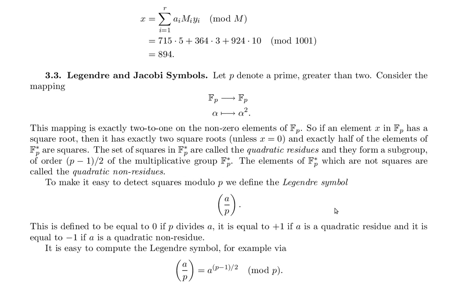Legendre and Jacobi Symbols, Chapter 3, Section 3, or 3.3. Legendre and Jacobi Symbols. Let p denote a prime greater than 2. Consider the mapping F sub p to F sub p, where alpha goes to alpha squared. This mapping is exactly 2 to 1 on the non-zero elements of F sub p.